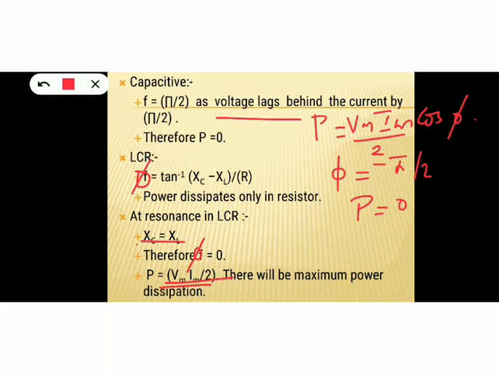So, when we compare different AC circuits, we can see power dissipation occurs for the resistive circuit and the LCR resonant circuit. Okay, so the power dissipation for a general LCR circuit is non-zero but less than the maximum value.